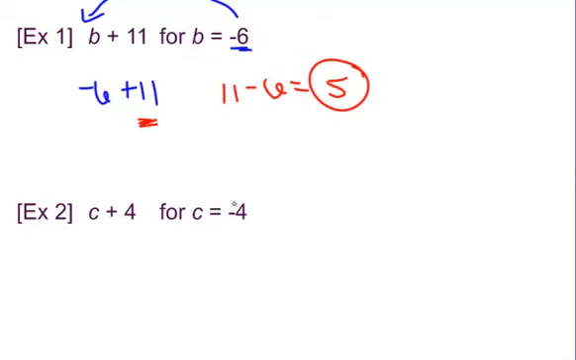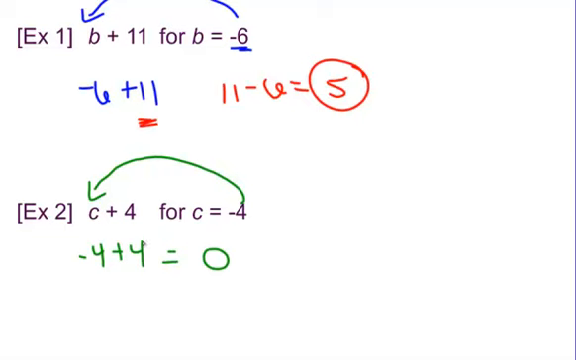Okay, welcome back. Let's plug this negative 4 in for the C. So now we have negative 4 plus 4. The signs are different, so we subtract. 4 minus 4 is 0. Now, 0 is neither negative nor positive, so we just keep it 0. You don't put negative 0, you don't put positive, it's just 0.